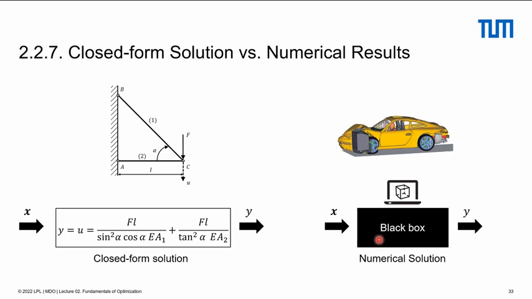And most algorithms need not only the output but also the gradient at a certain position. Then you need to compute that extra, or if you're lucky enough, that black box solver will also provide you with the gradient. So yeah, we call that closed form solution versus numerical results.